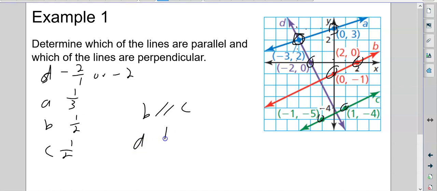And D is perpendicular to B and C because these both have the same slope, which is perpendicular to D. We could have also said D is perpendicular to B and D is perpendicular to C separately. Either way, same thing. And A is just hanging out there, doing its own thing.